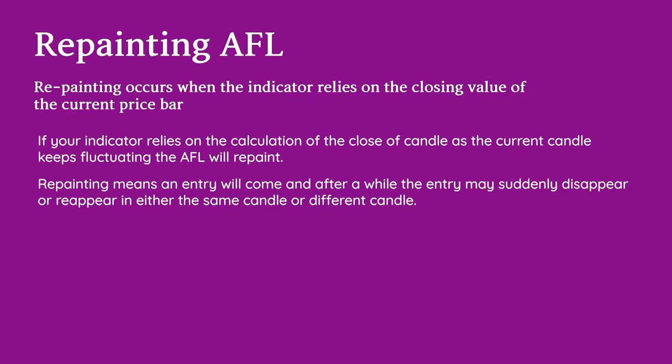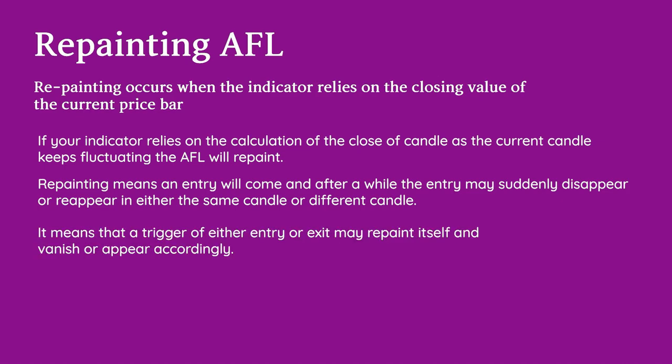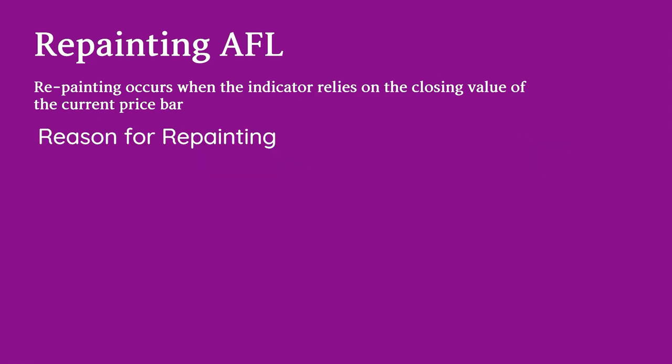So for a fraction of a second you will see an entry or you will see an exit, and after a while the entry or exit is not at all there. Repainting, as the name suggests, basically means there is a signal or a trigger of either entry or exit, and it has vanished or repainted itself from the chart. There are several reasons why repainting happens. One of the main reasons is when your indicator or algorithmic logic relies on the closing value of the current price bar. Apart from this, there are many other reasons because of which repainting can occur, but this is one of the most major and most basic reasons.